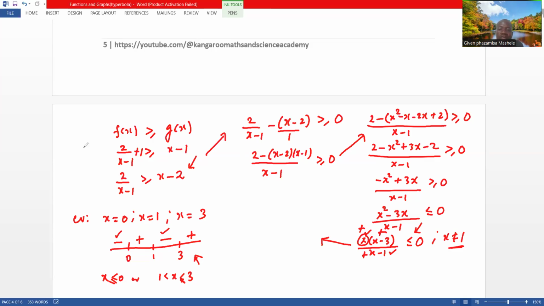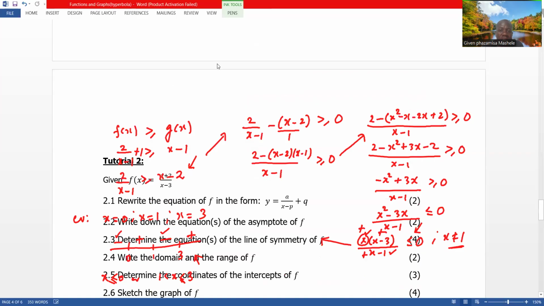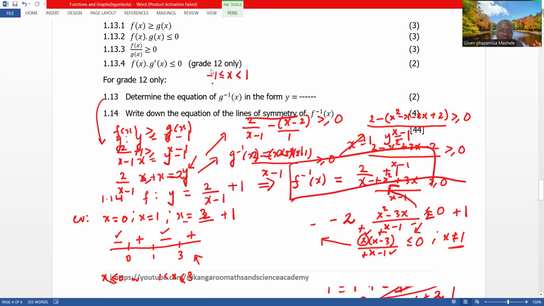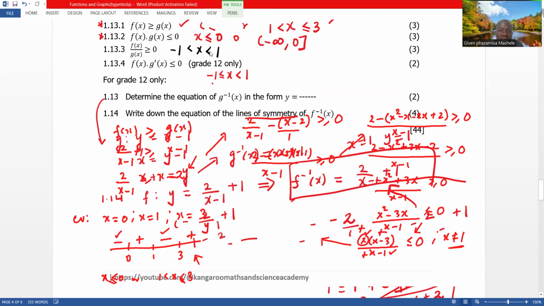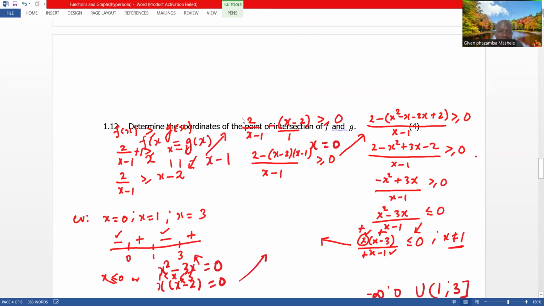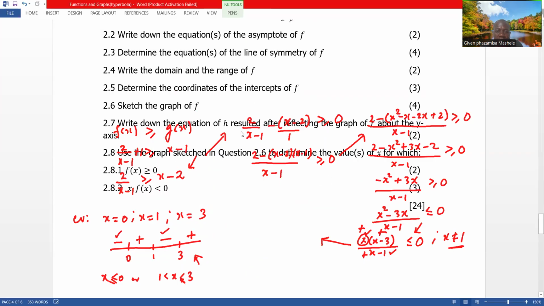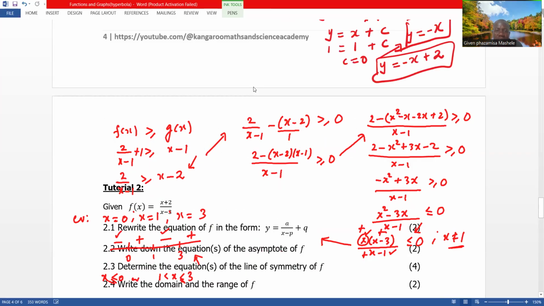You see, we still got the same answer. If you check there, what did we say about the answer? We said the answer should be x less than 0, or x between 1 and 3. So the answer is still the same.